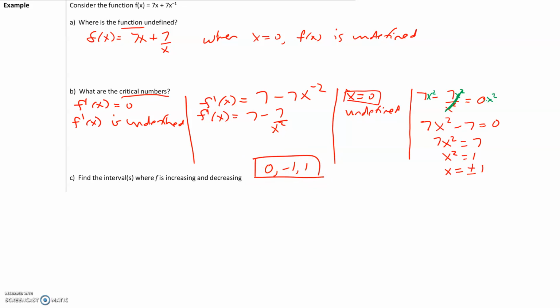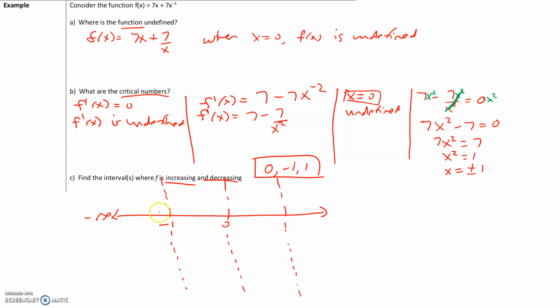Part C. Find the interval or intervals where f is increasing and decreasing. Increasing and decreasing come from the first derivative test. So I'm going to make an interval. I have negative 1, I have 0, and I have 1. I'm going to label the intervals first. The first interval is from negative infinity to negative 1. The second interval is from negative 1 to 0. The third interval is from 0 to 1. The last interval is from 1 to infinity. Okay, these are my 4 intervals.